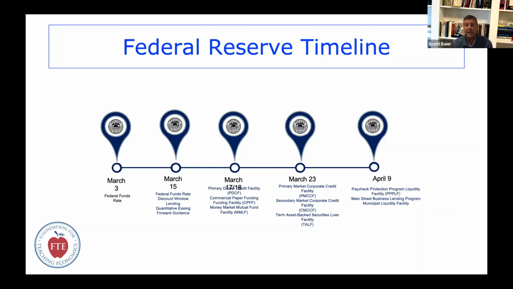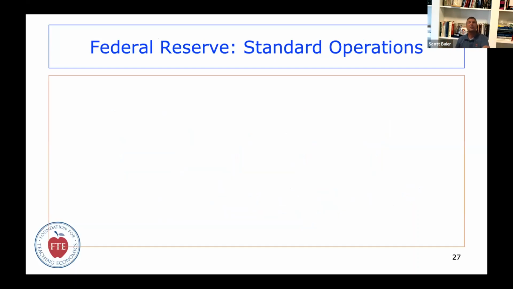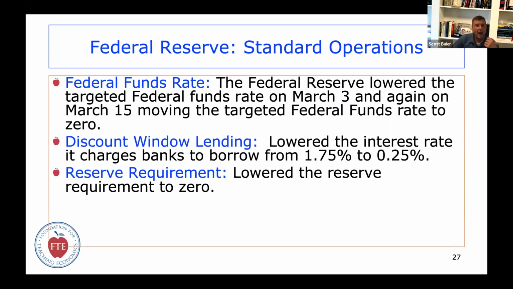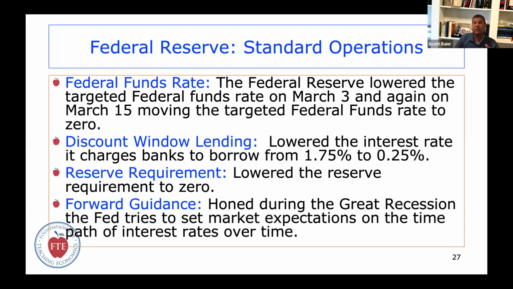About a week later, what the Fed did then started undertaking even more aggressive activities that they've never done before. And then on April 9th, they were given the authority to work with the Treasury to help implement the Paycheck Protection Program and the Main Street Lending Program. So again, let me kind of go through this very briefly so we could see what the Fed is doing different than it normally does.